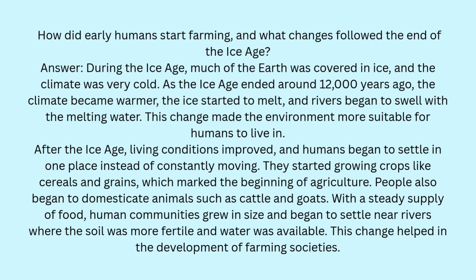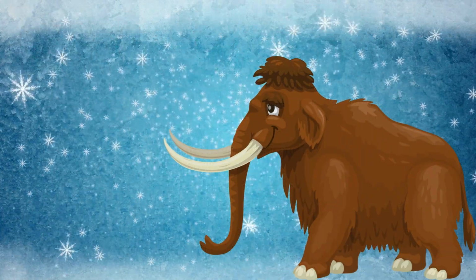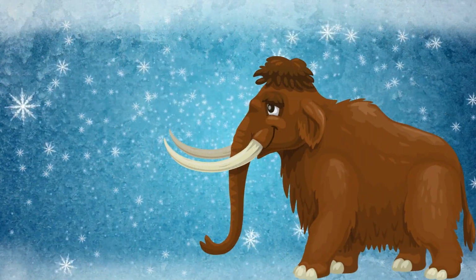But how did early humans start farming? And what changes followed the end of the Ice Age? See, during the Ice Age, much of the earth was covered in ice and the climate was very cold. As the Ice Age ended around 12,000 years ago, the climate became warmer and the ice started to melt and rivers began to swell with melting water.